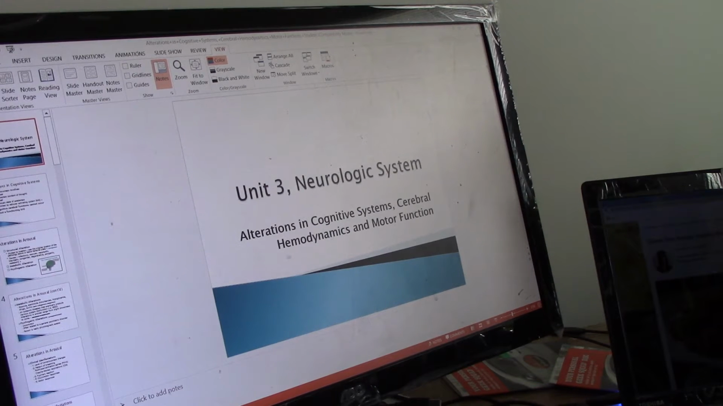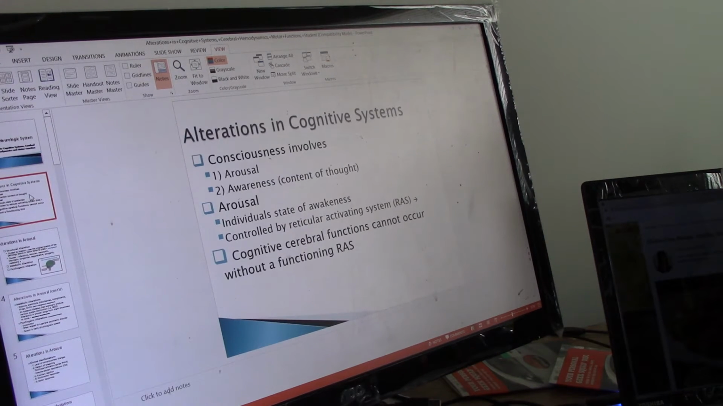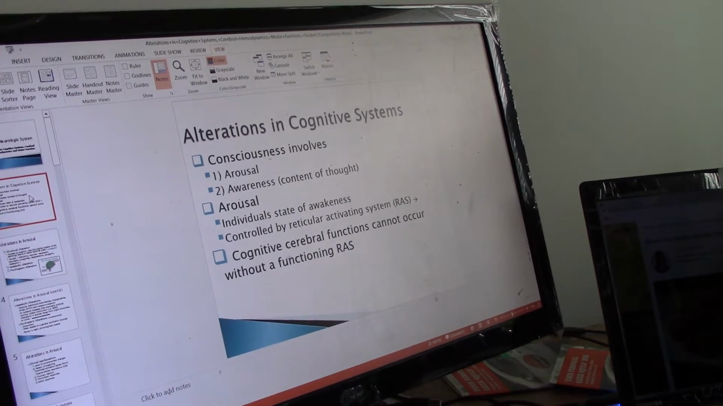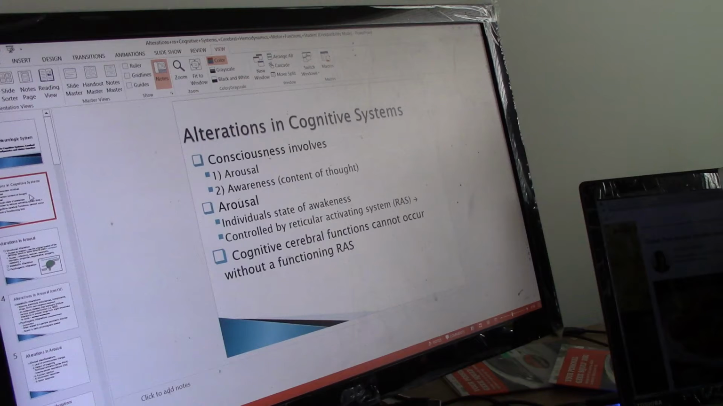Of course, again, this is Unit 3. And we're talking about alterations in the cognitive system. So that's what a pathology is. A pathology is nothing but an alteration of a normal state.